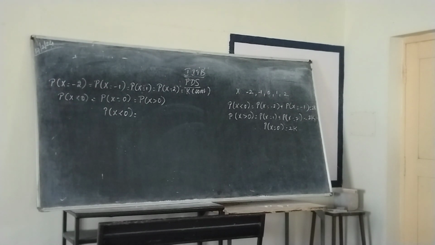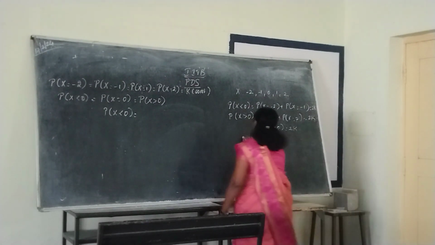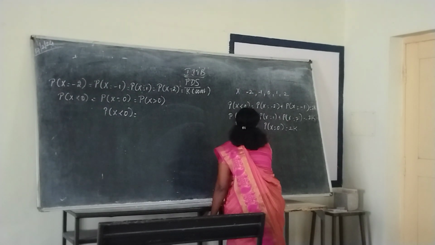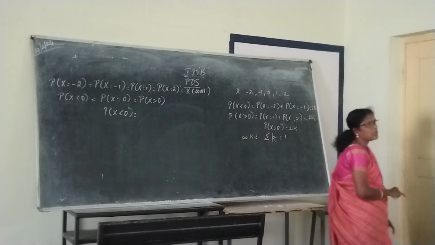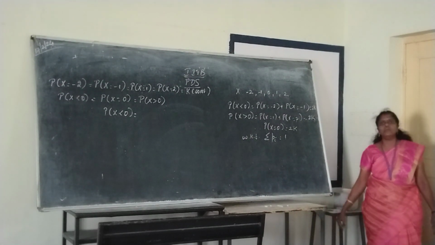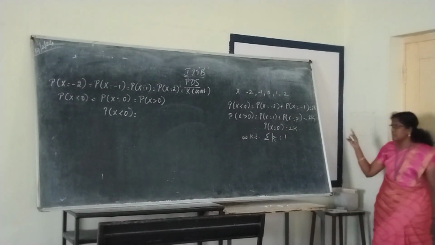Summation of P is equal to 1. Total probability value is equal to 1. So we know that summation over Pi is equal to 1. Total of all probability values is equal to 1. Here 5 values are there.